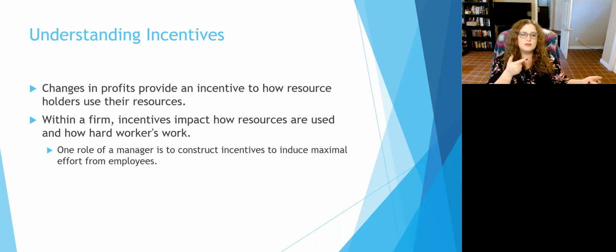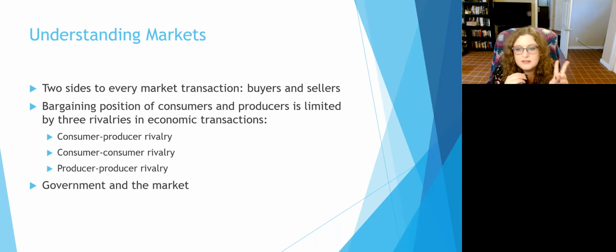So how can we use good incentive structures to be able to communicate in between those two? When we're thinking about incentives, we also have to understand markets. So there's 2 sides to every market transaction, right? Very simple. We have buyers and sellers.